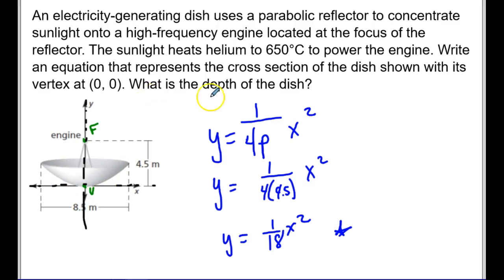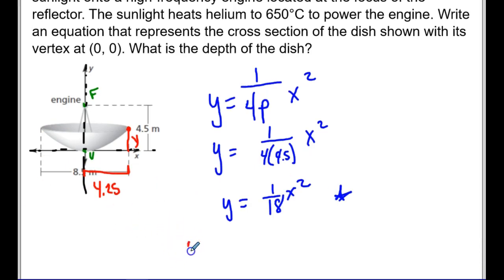So now the second question I've asked is, what is the depth of the dish? So the depth I know is going to be the height when my dish is right there. So this is going to be my value that I'm looking for, the height of my dish. Well, I know that that height is a y, and I have my equation that models my parabola, but I also know that I have this x value. And this x value would be 4.25, because this is just half of the entire length of my dish. So what if I go ahead and I put that in for my x squared? So now I have y equals 1 over 18 times 4.25 squared.